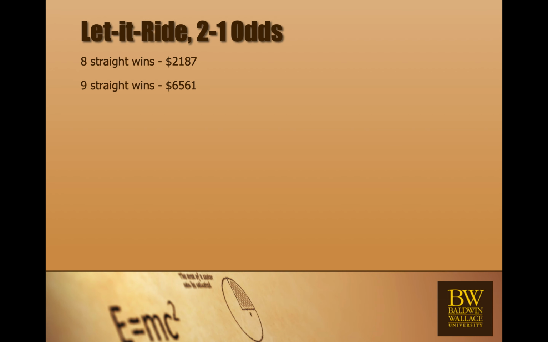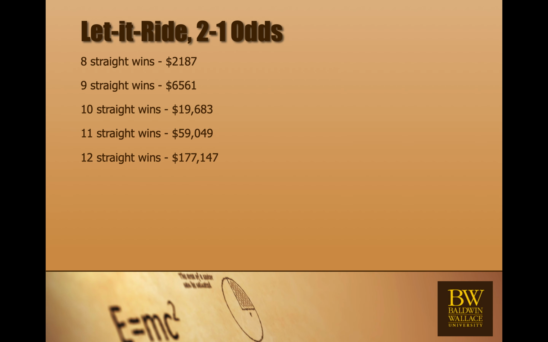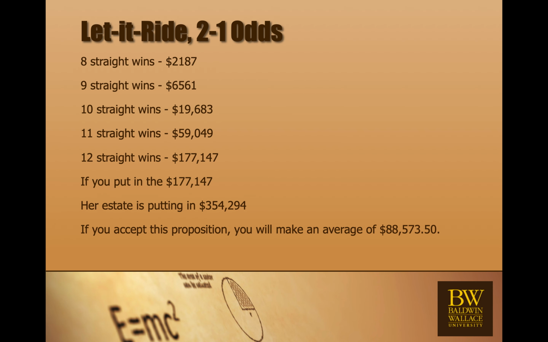6,561. Are you starting to sweat? 10 straight wins, $19,683. 11 straight wins, $59,000. That'll get you a nice car. 12 straight wins will get you a house. If you put that in, her estate's putting in more than $250,000. This seems like a good deal. If you accept this proposition, on the average, you're making $88,000. $88,500 if you play one more time.